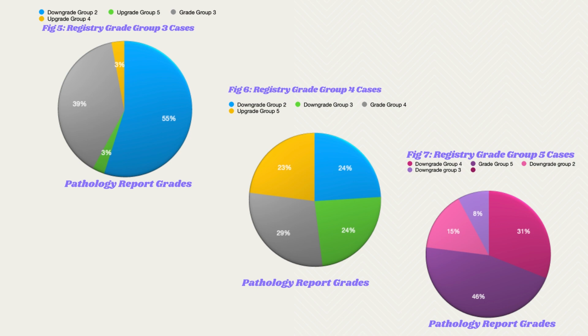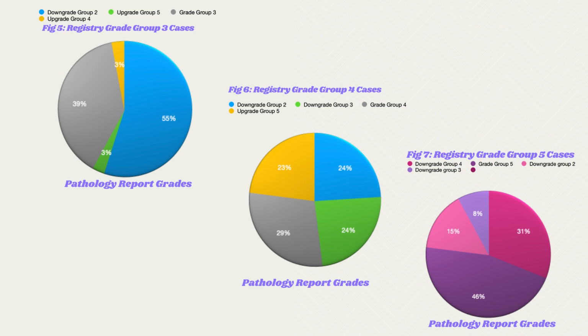For registry grade group 4 cases, we found it so surprising how we are able to see the upgrade and downgrade in these groups. We found that 24% will be downgraded to grade group 3, and 29% will actually match between the cancer registry grade and the pathology report grades in grade group 4. And 23% will be upgraded to grade group 5, and 24% will be downgraded to grade group 2.